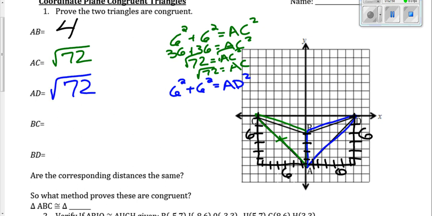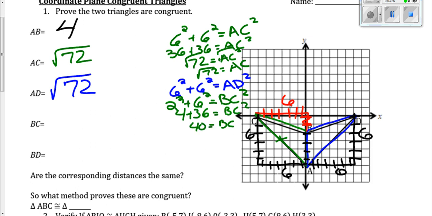All right, let's move on to BC and BD. So BC is right here. I have 1, 2. 1, 2, 3, 4, 5, 6. So if I use my Pythagorean theorem, I have 2 squared plus 6 squared equals BC squared. 4 plus 36 equals BC squared. So I get 40. And then when I take the square root, I get the square root of 40. Okay, so the length of BC is the square root of 40.